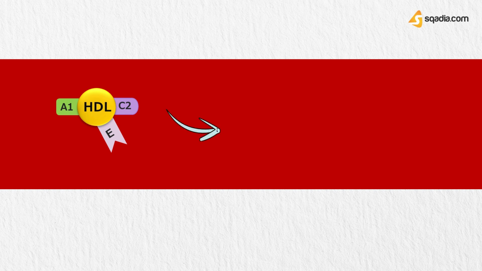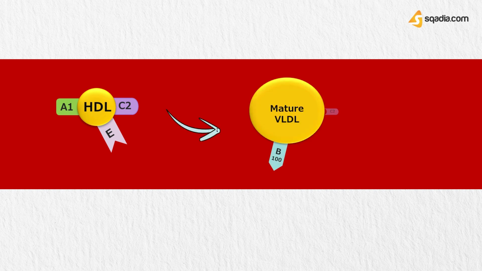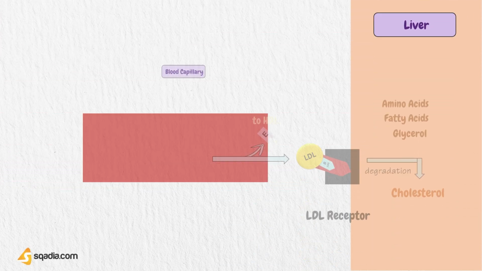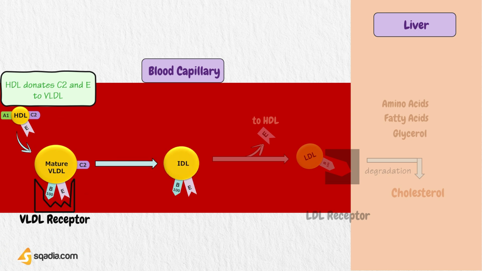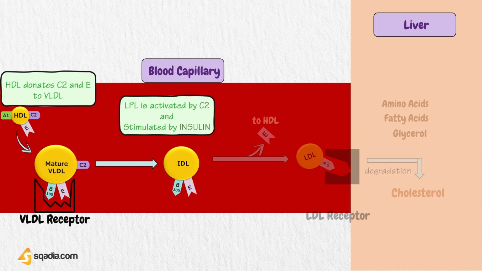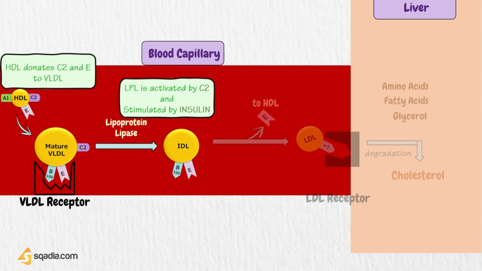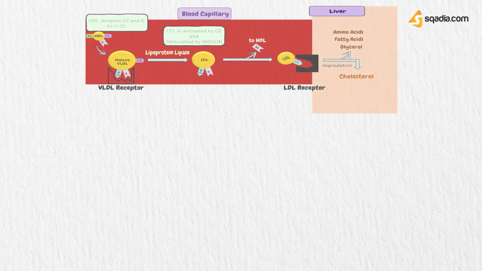The nascent VLDL, while en route to the target tissues, become mature VLDLs after receiving from high-density lipoproteins or HDL, the apolipoproteins, ApoC2 and ApoE. In the capillaries of the target tissues, the apolipoproteins ApoB100 and ApoE bind to the VLDL receptor, and C2 activates lipoprotein lipase or LPL, which is further stimulated by insulin. LPL hydrolyzes the TAG contained in the VLDL, producing fatty acids and glycerol. Their fate depends on the target tissue.